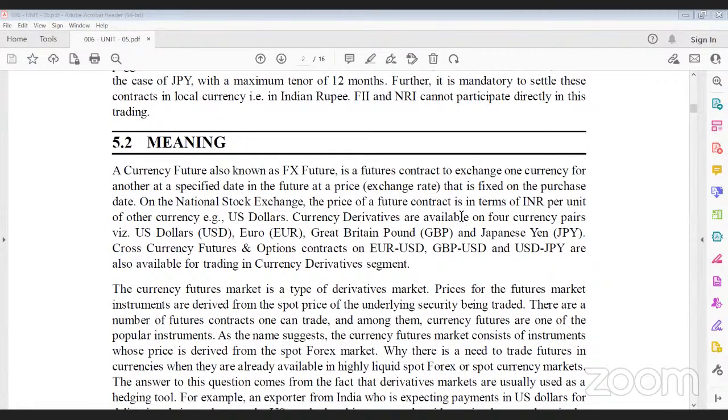Now on NSE, the price for a future contract is in terms of Indian rupee per unit of the currency. For example, US dollars. Currency derivatives are available on 4 currency pairs. The recognized currency pairs on the NSE are US dollars, Euro, which is abbreviated as EUR, Great Britain pound, GBP, and Japanese yen. Cross currency futures and option contracts, Euro USD, GBP USD, are also available for trading in the currency derivative segment.